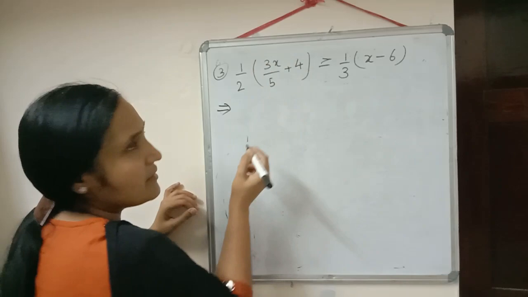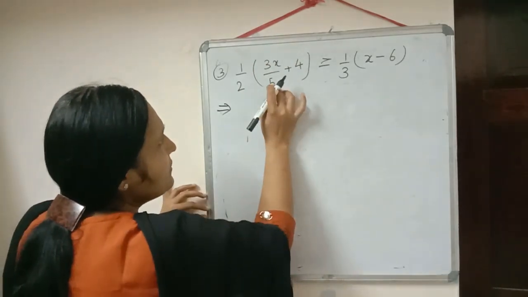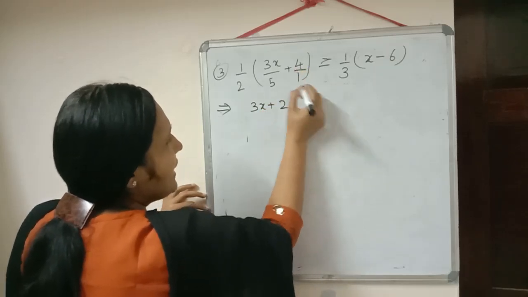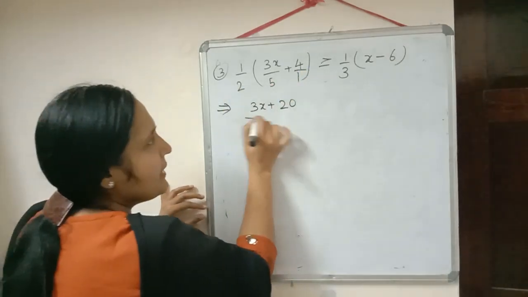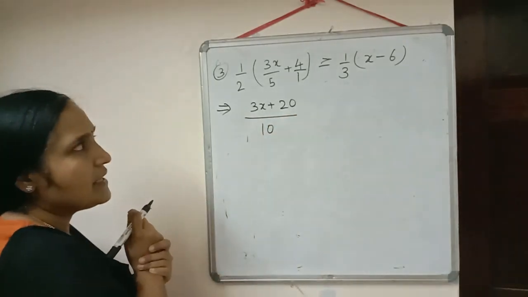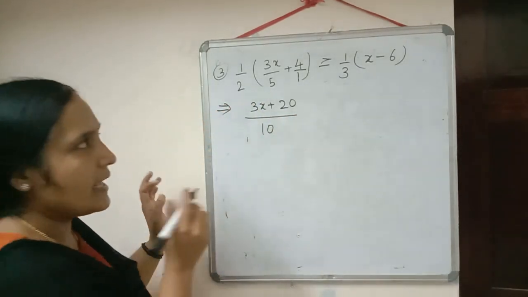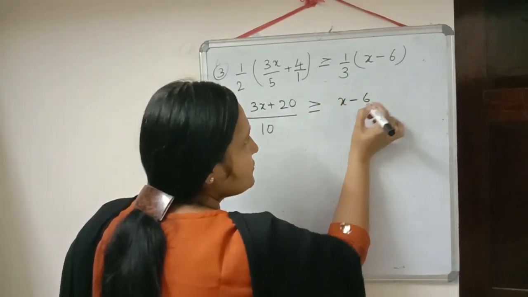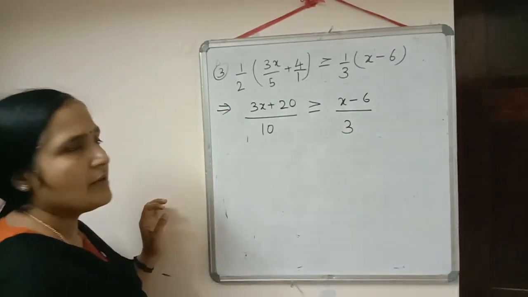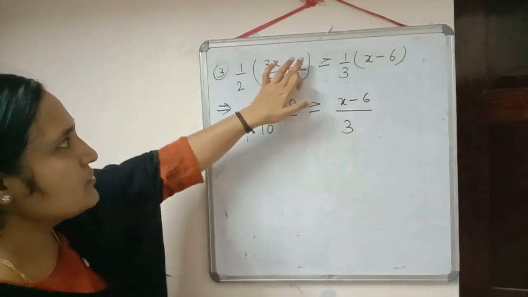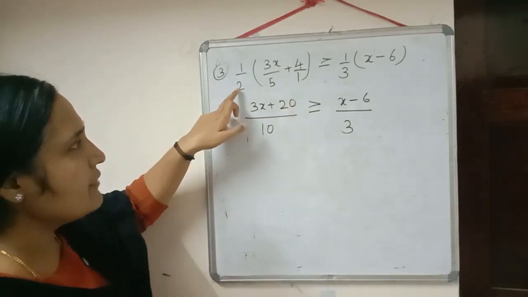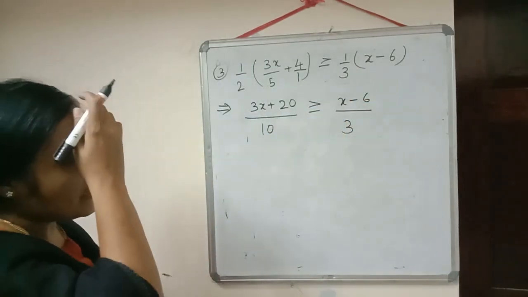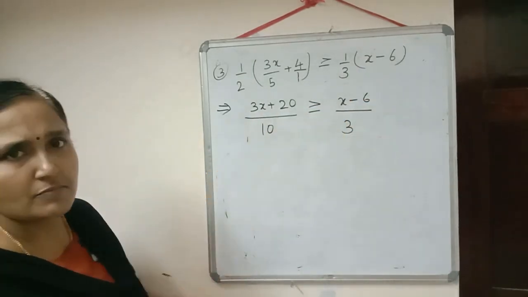So first I am just doing the cross multiplication. Then it will be equal to 3x plus 20 by 5, and this 5 and 2 we can multiply. Then it will be equal to 3x plus 20 by 5 2s are 10, greater than or equal to x minus 6 by 3. So you can write in this way, then the calculation will be easy for you. So usually we are doing the cross multiplication.